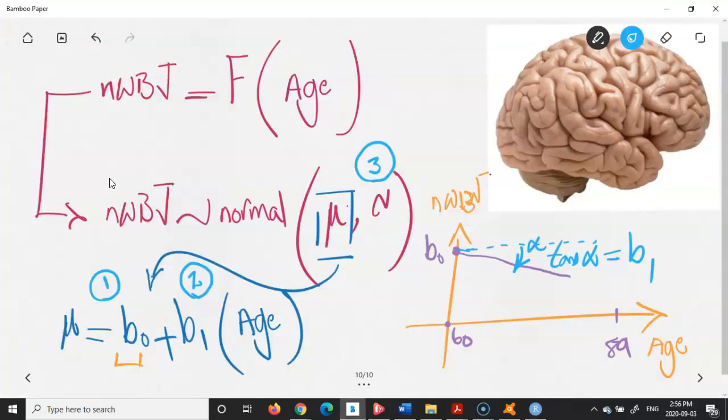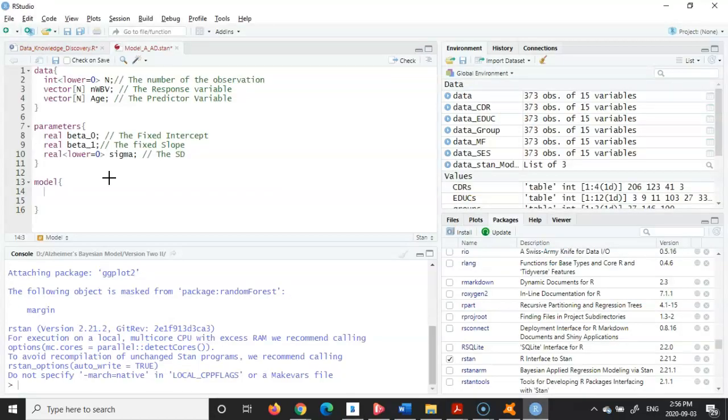If you remember from this model, we said that the n, the normalized whole brain volume, is going to be normally distributed with a mu. The mu, we said that it's going to be beta naught plus beta 1 multiplied by the age. And also remember, we also had the sigma in our model. And now essentially when we are done, we just put the semicolon there, and I'm just going to call that the likelihood.